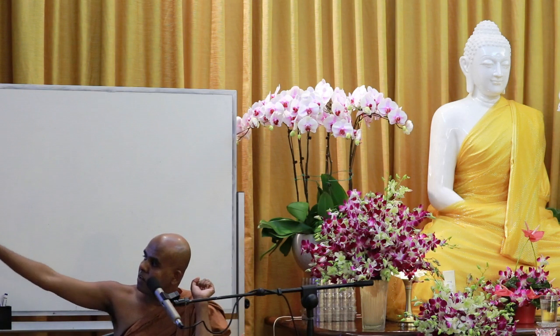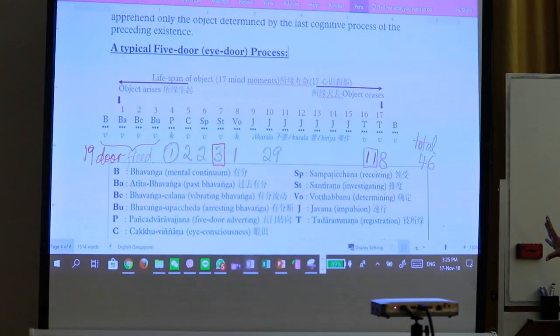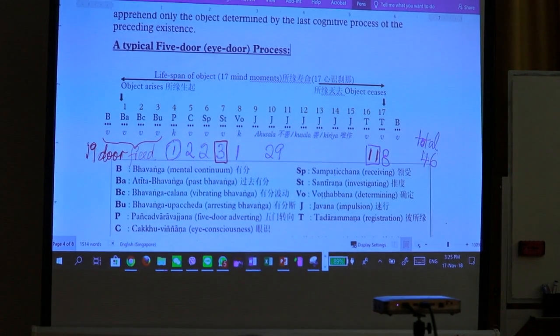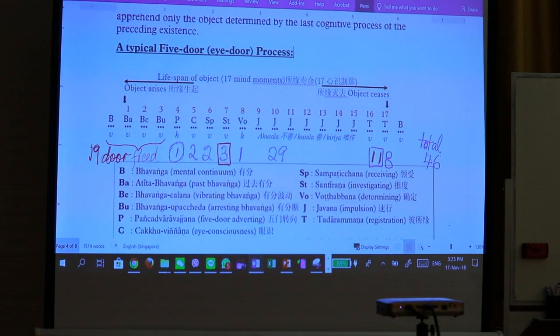But anyway, now how many consciousness arise in the eye door? 46. The same way in the ear door also 46. For the nose door also 46. For the tongue door also 46. For the body door also 46.